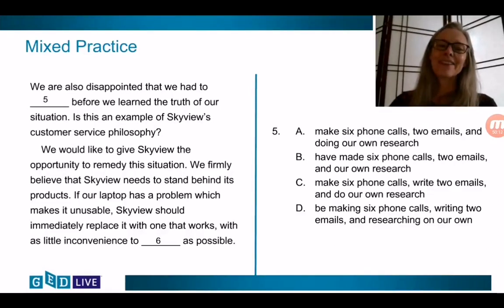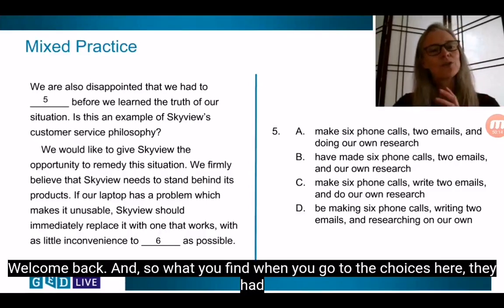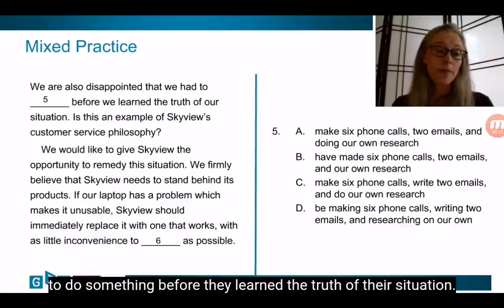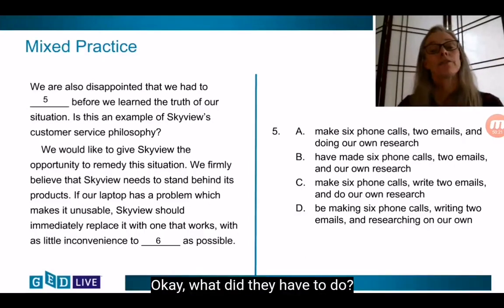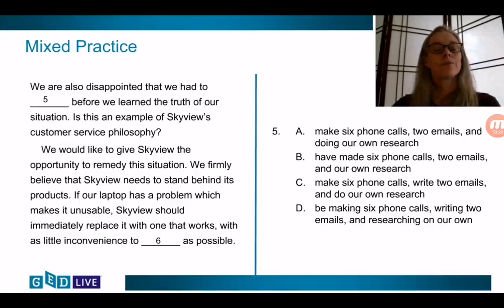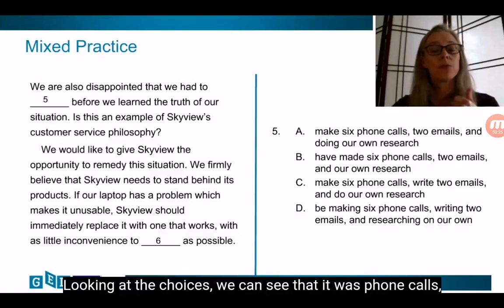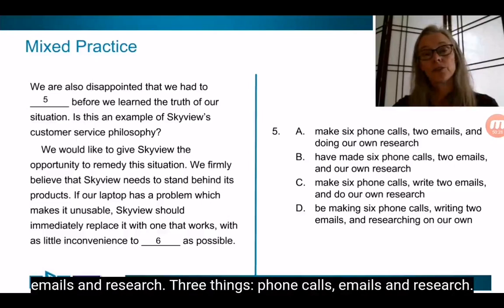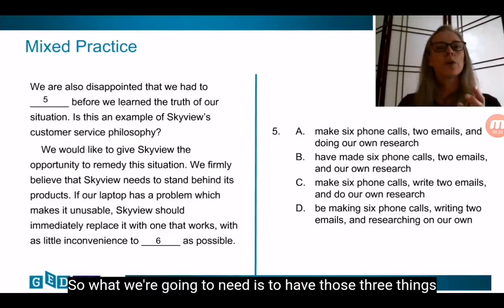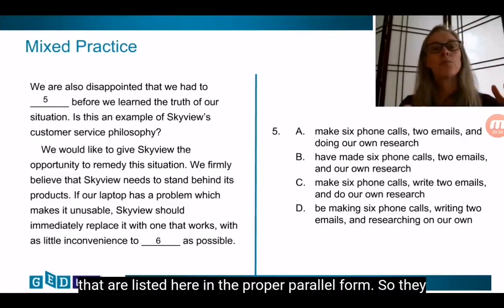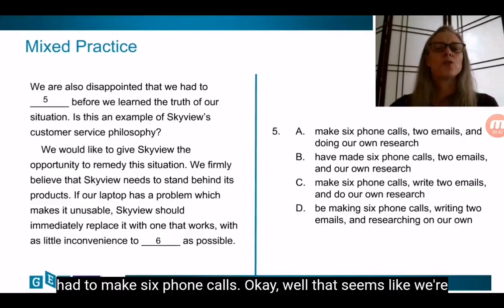Welcome back. And so what you find when you go to the choices here, they had to do something before they learned the truth of their situation. Okay, what did they have to do? Looking at the choices, we can see that it was phone calls, emails, and research. 3 things: phone calls, emails, and research. So what we're going to need is to have those 3 things that are listed here in the proper parallel form, right? So they had to make 6 phone calls.